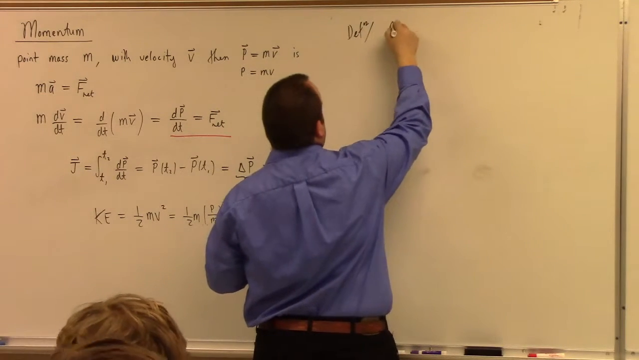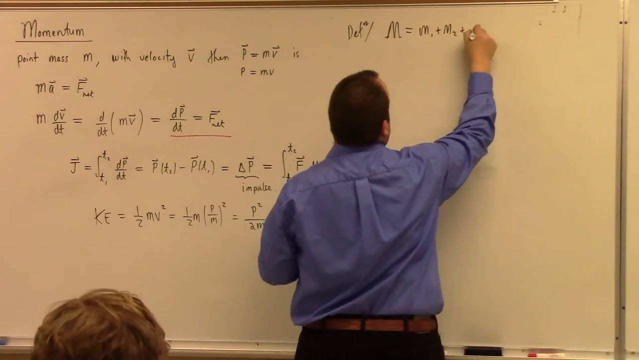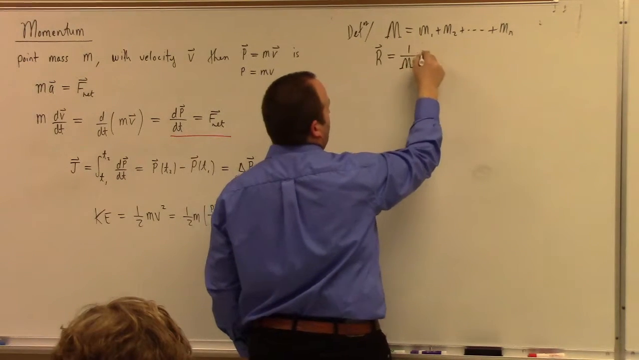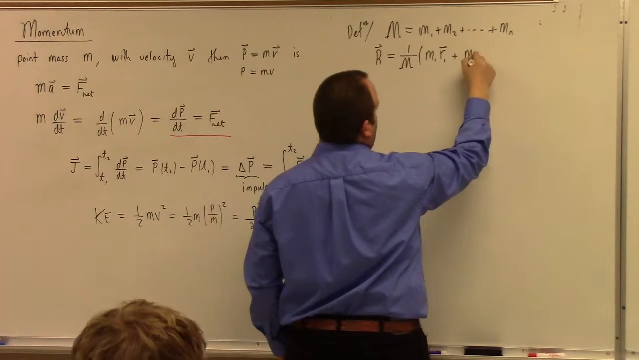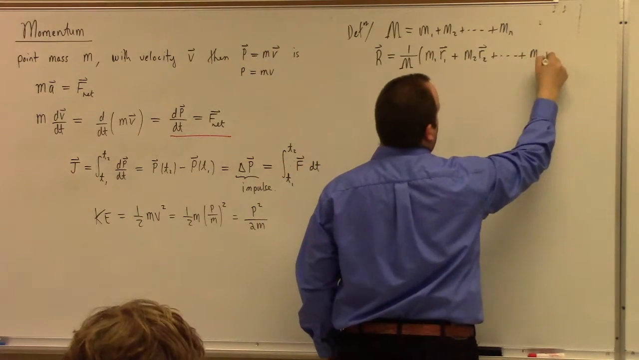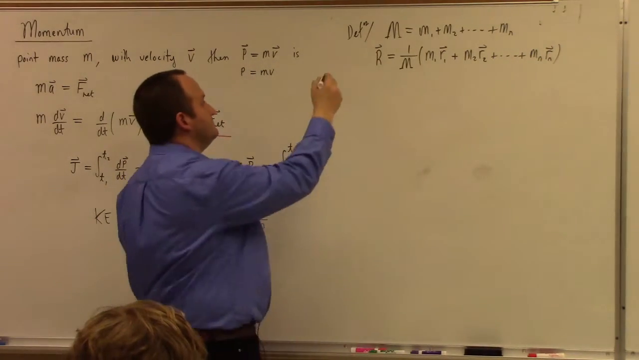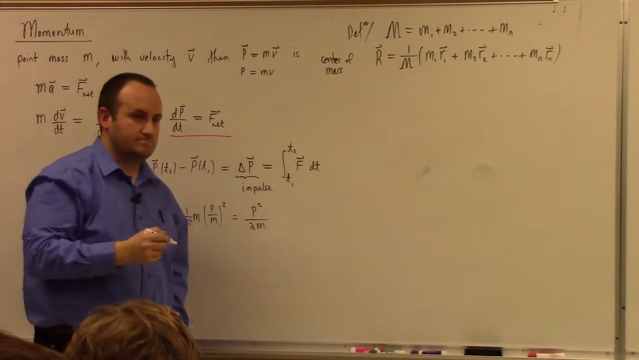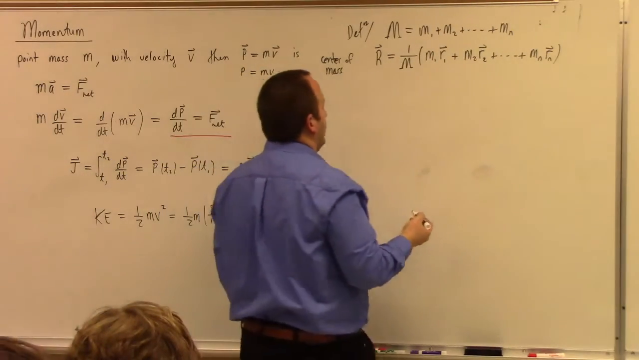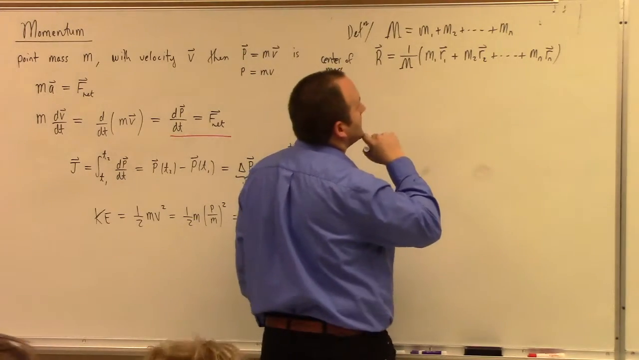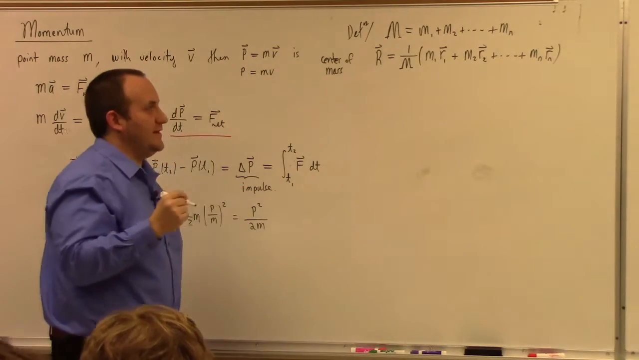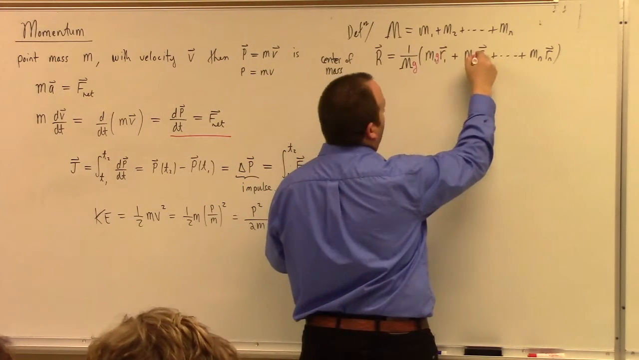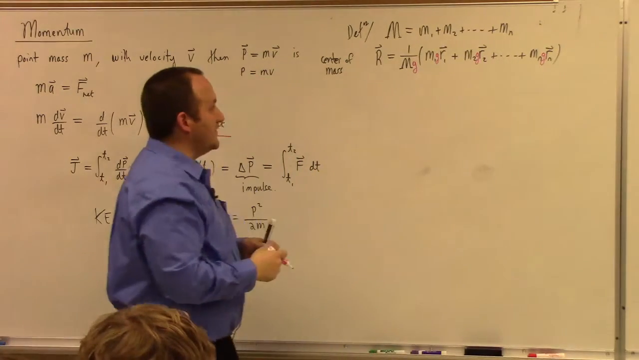Definition. Capital M is the total mass. R is the center of mass. That is 1 over the total mass times m1 R1 plus m2 R2 plus ... plus mn Rn. This is the so-called center of mass. I'd like to say it's a weighted average, but that doesn't seem right until I do this. Now it's literally a weighted average.